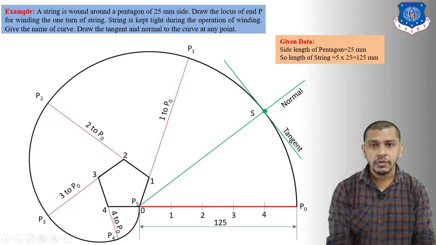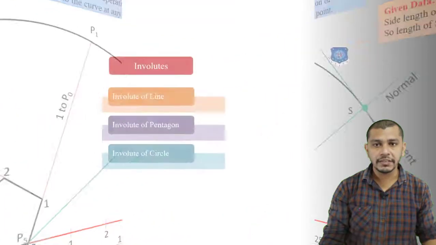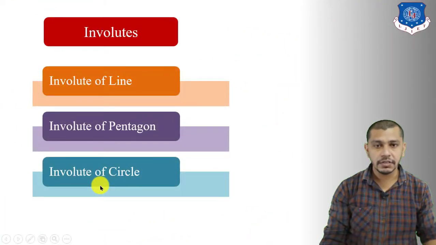Now one question will come to your mind: how to draw a pentagon. If you want to know how to draw a pentagon, then watch my video on geometric construction, in which I have explained the methods to construct polygons. The link of the video is given in the description. Now let's move on to the next method, involute of a circle.